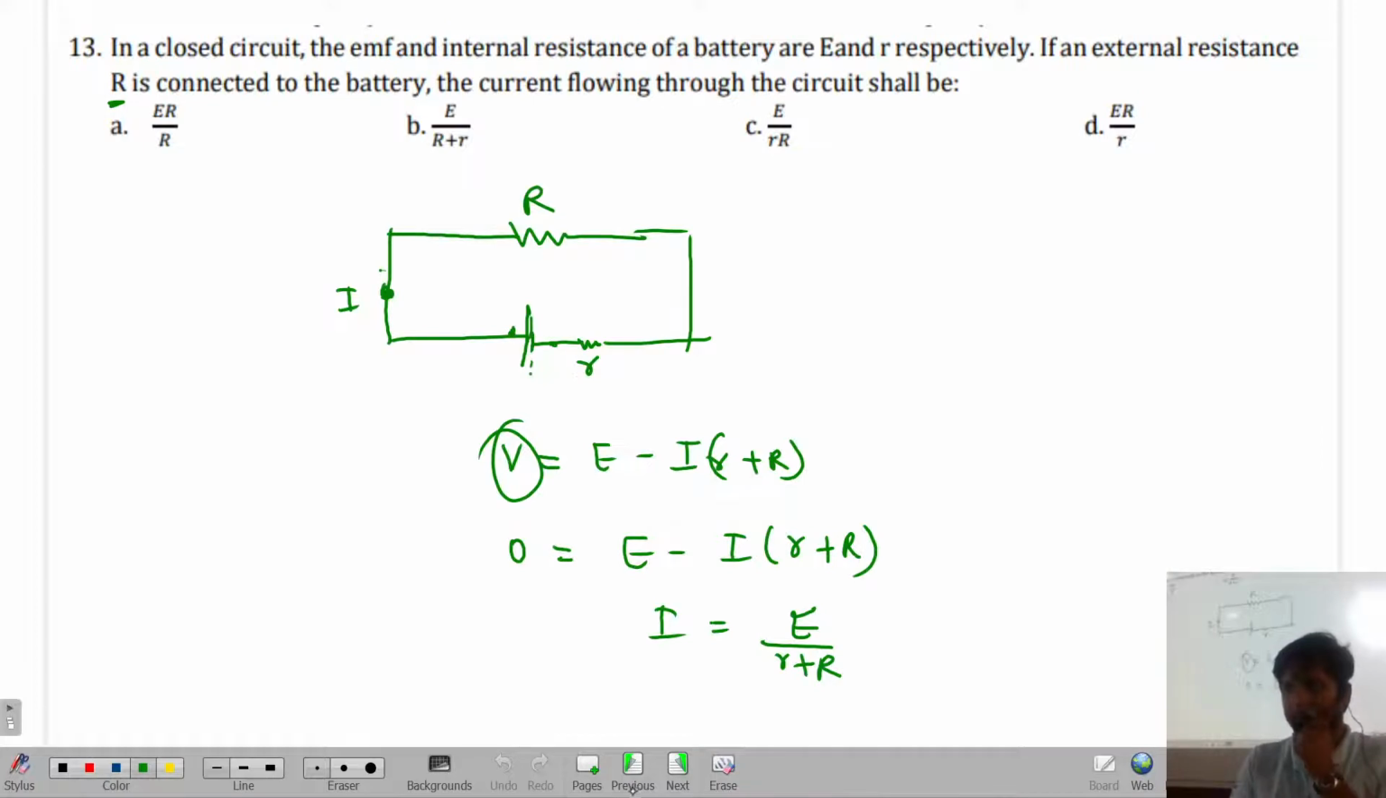Writing. Let me pause. So option B is correct. 13, option B.